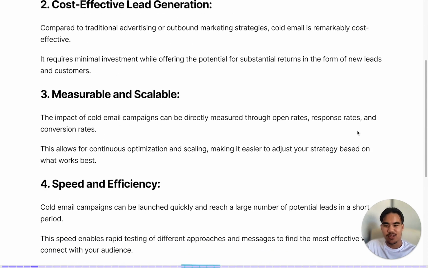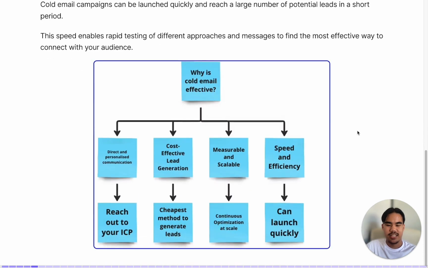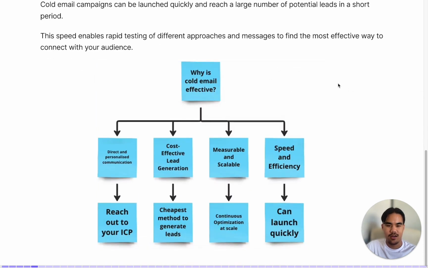Number 3, it is measurable and scalable, so the impact of cold email campaigns can be directly measured through open rates, response rates, and conversion rates. This allows for continuous optimization and scaling, making it easier to adjust your strategy based on what works best. Number 4 is speed and efficiency. Cold email campaigns can be launched quickly and reach a large number of potential leads in a short period. This speed enables rapid testing of different approaches and messages to find the most effective way to connect with your audience. So as you can see here, here's a quick graphic of all of this in summary.